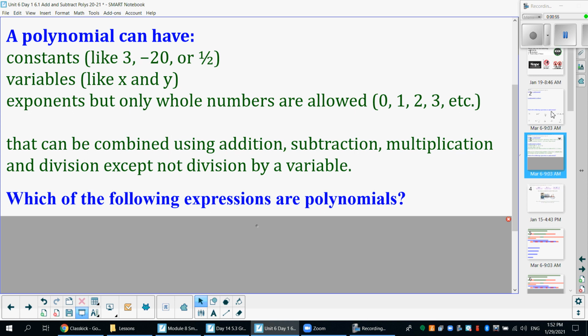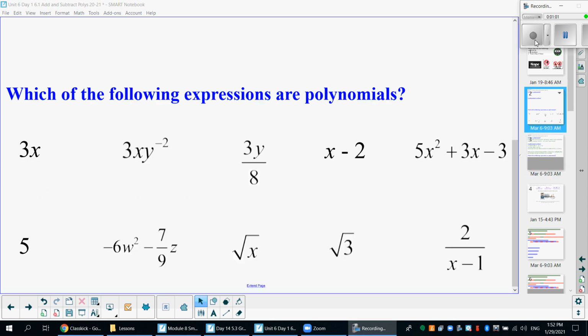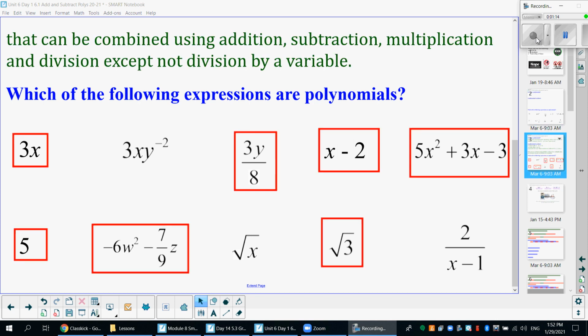So we have some expressions for you. We want to determine which of those can represent a polynomial. I'll give you a moment here. Why don't you circle your polynomial expressions and then we'll check. So we can see we've got 7 polynomial expressions.